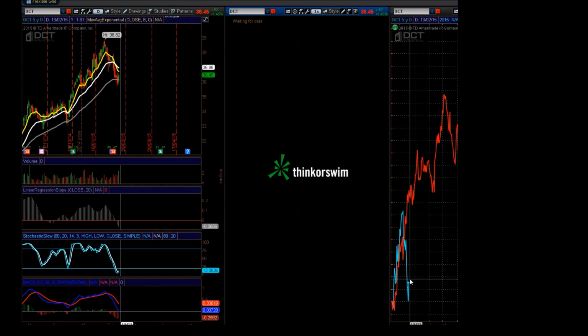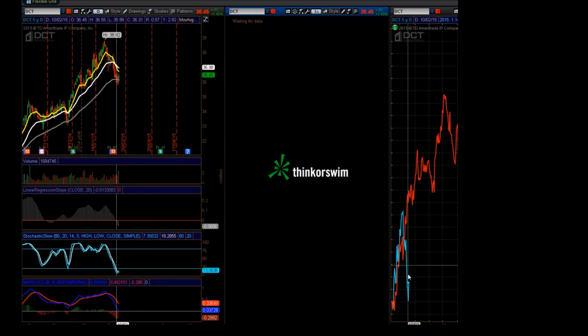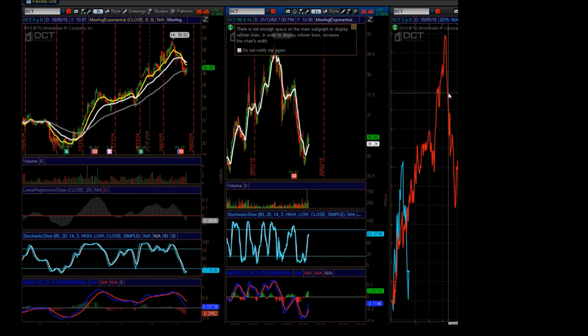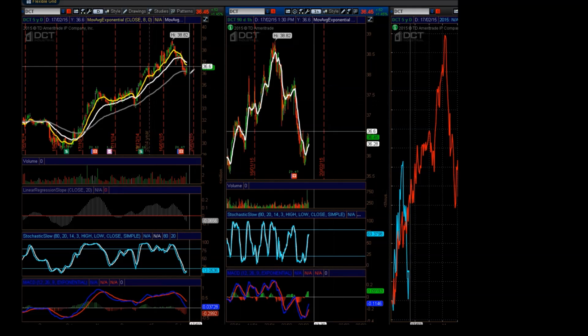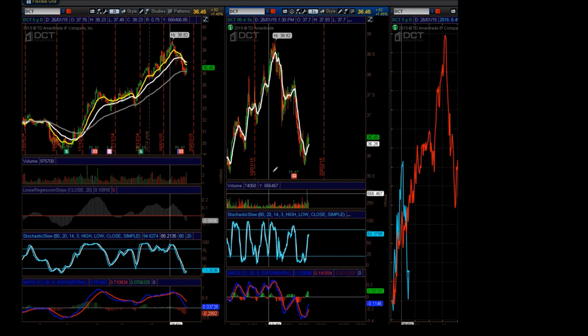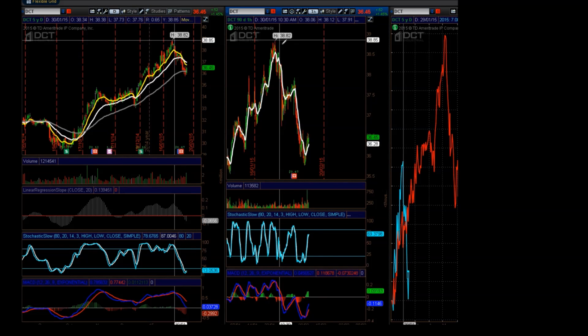The seasonality looks pretty decent. We're just waiting for the 60-minute chart to come up. Seasonality looks pretty decent, geez, all the way until the end of April. And this one actually looks pretty interesting. You've got your pullback here. I'll probably add this to my watch list.